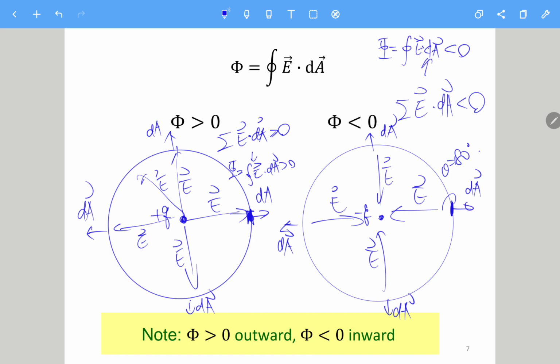The only thing you need to remember is that dA is always pointing to the outside. It doesn't really matter whether this is a positive charge or negative charge.